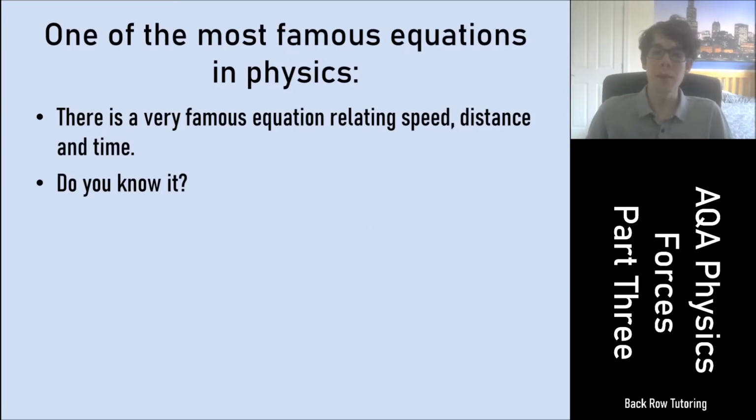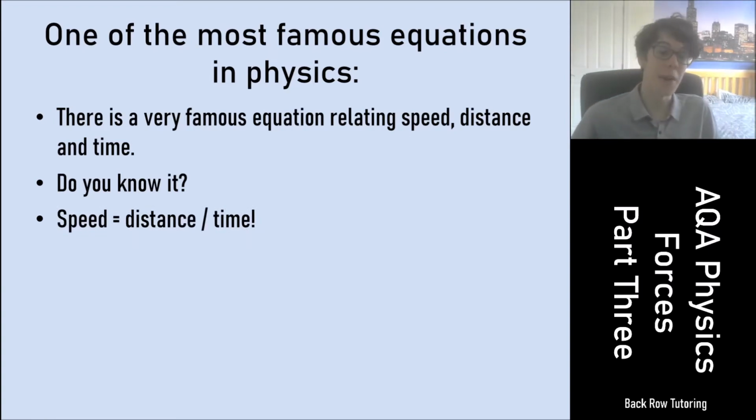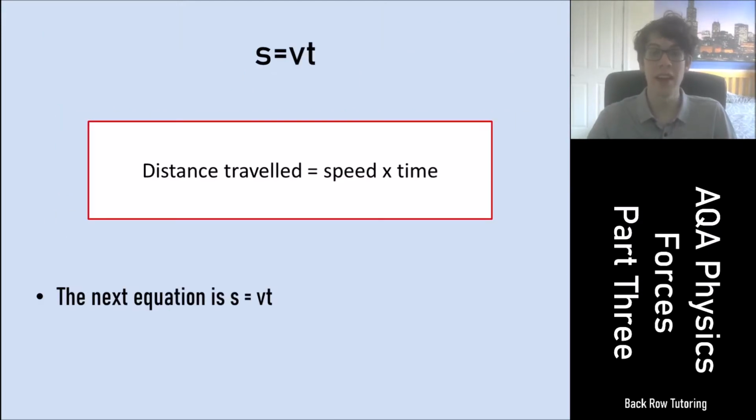One of the most famous equations in physics is next. There is a very famous equation relating speed, distance and time. Do you know this equation? You probably do. Speed is equal to distance divided by time. Speed is distance over time. So rearranging that formula, we get our next equation. And that is distance travelled is equal to speed times time. S is equal to Vt.